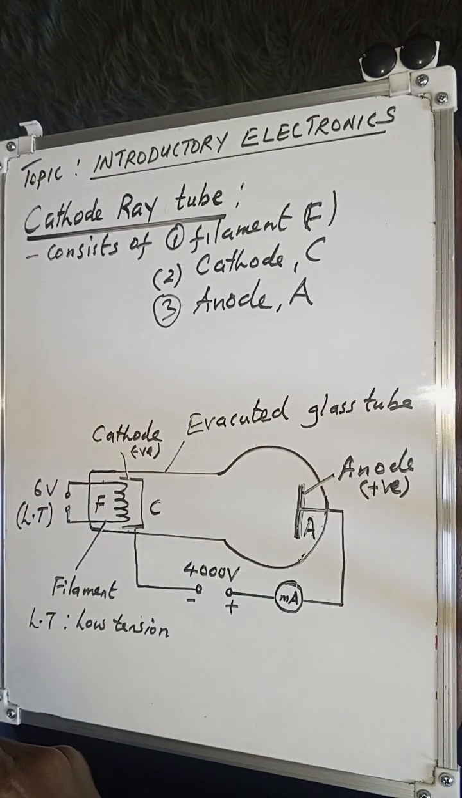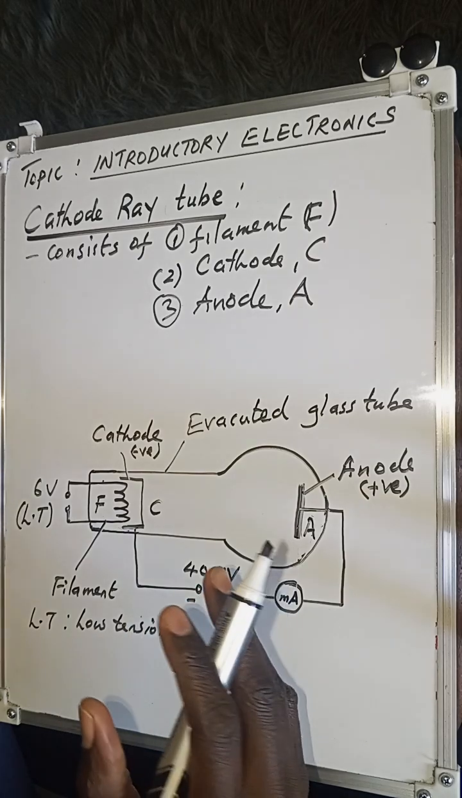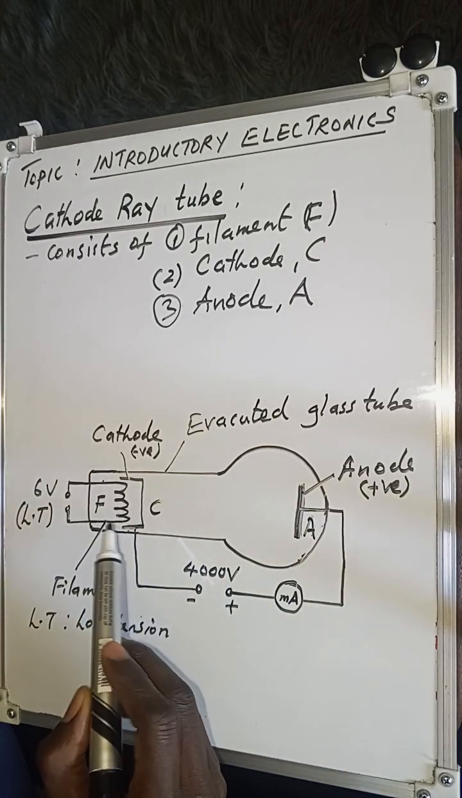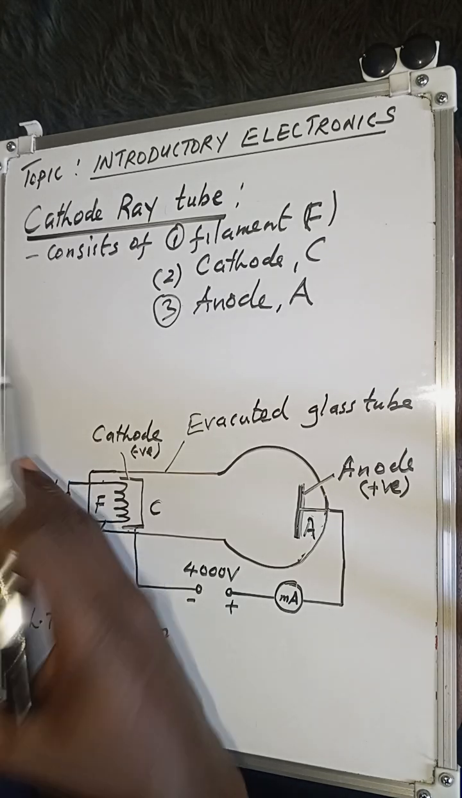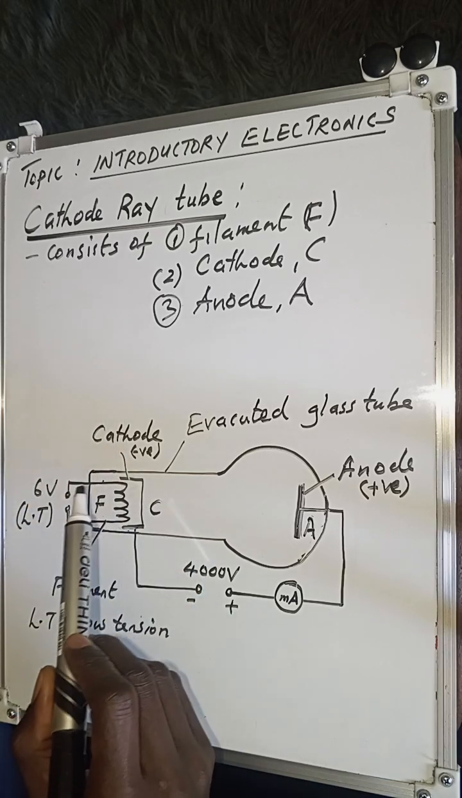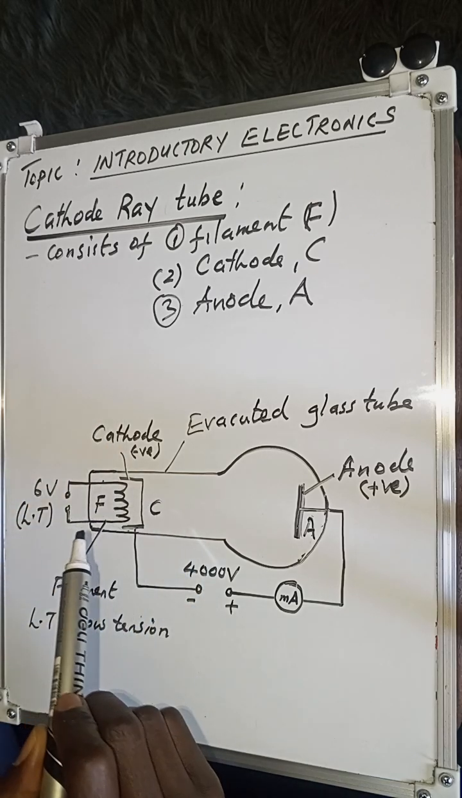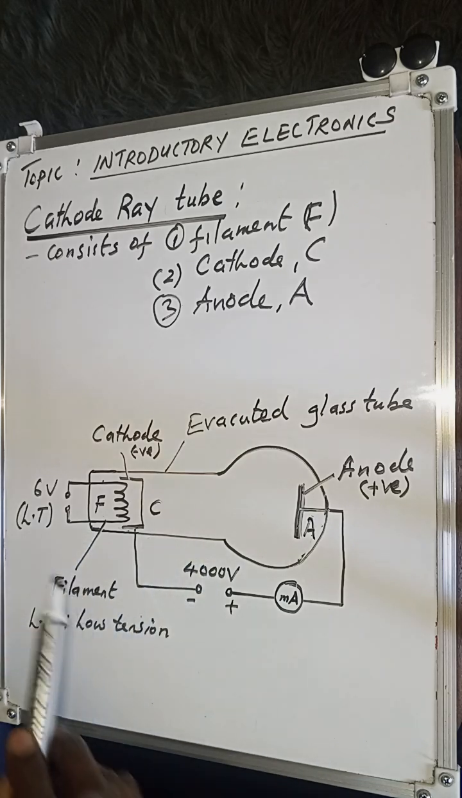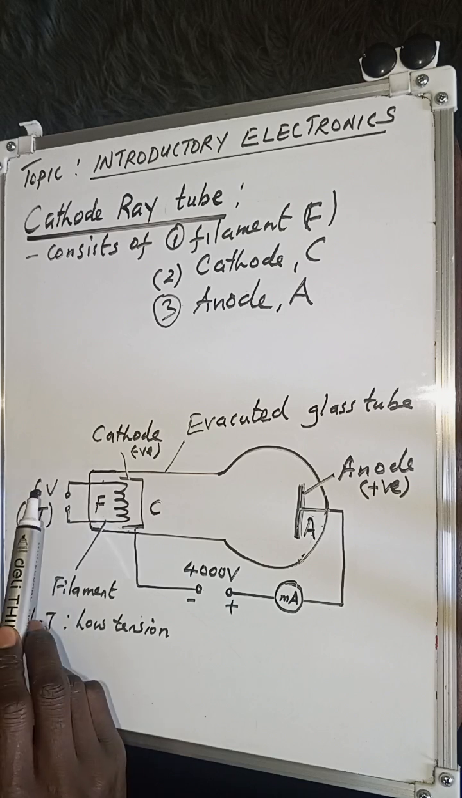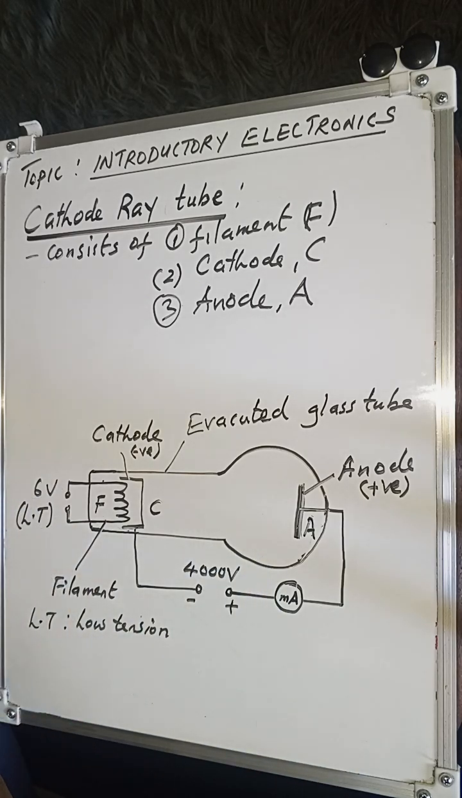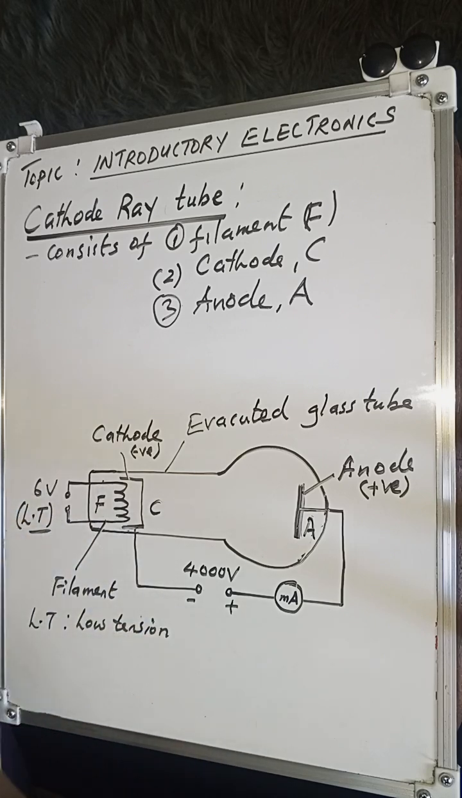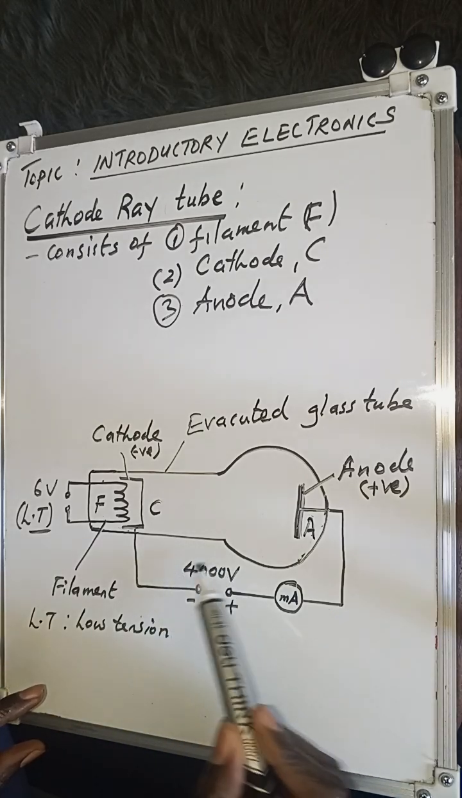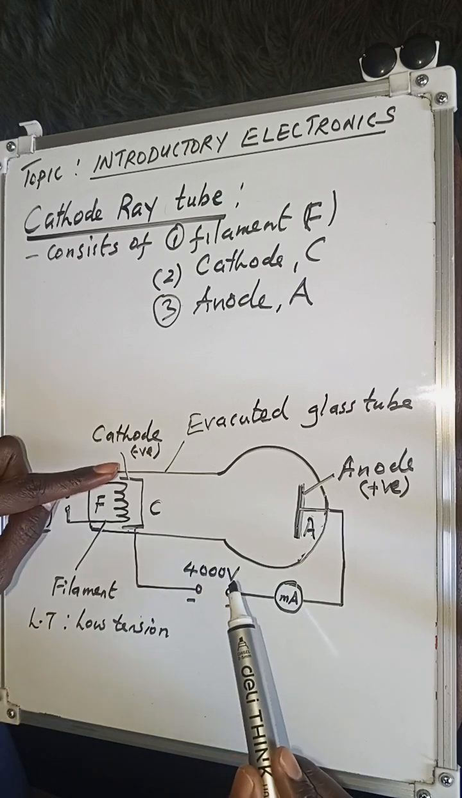Like I said, the cathode is like a filament covered with a cylinder, and that covering is what we are simply calling the cathode. Of course, the filament is connected to a 6-volt, either AC or DC power supply, and that 6-volt supply is also called a low tension. And of course, a potential difference of about 4000 volts is set up between the cathode and the anode.